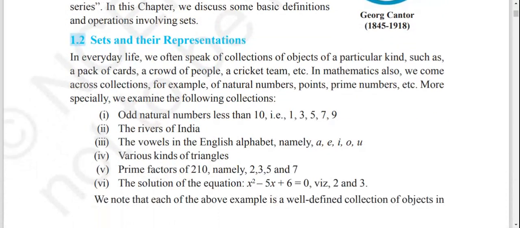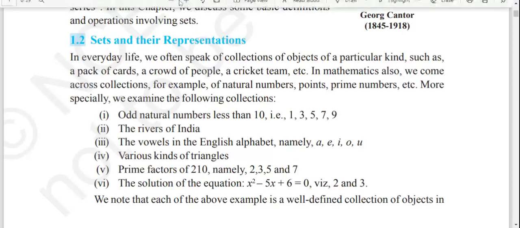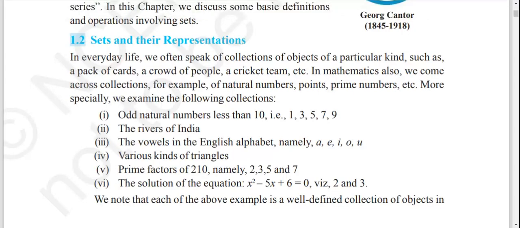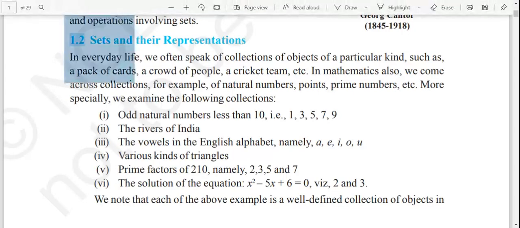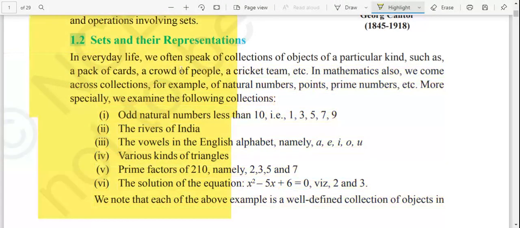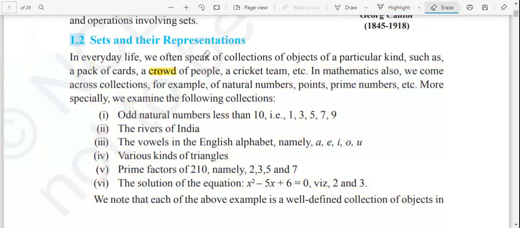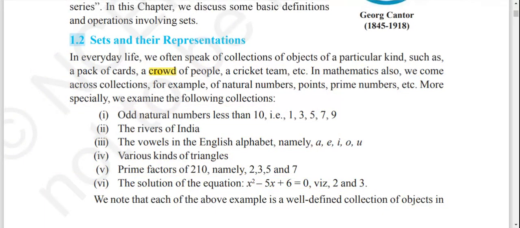And as I've told, we have to show the relation between the sets of particular well-defined objects. So it is the collection of well-defined objects of a particular kind, such as maybe a collection of numbers, maybe a collection of some persons, collection of some utensils, materials, or here we have a pack of cards and a crowd of people. So these are the things. Now we have here the examples.